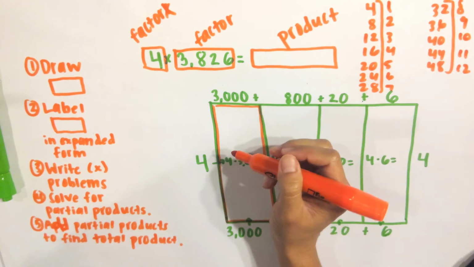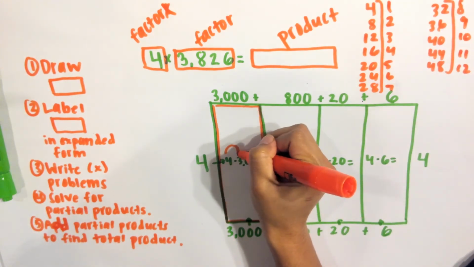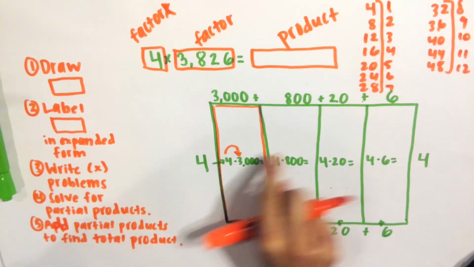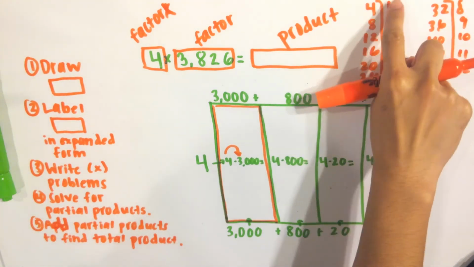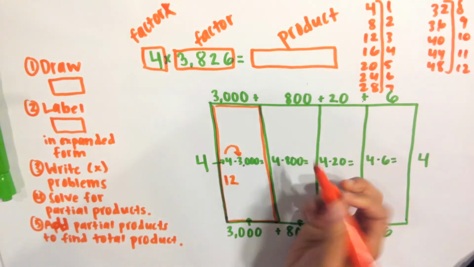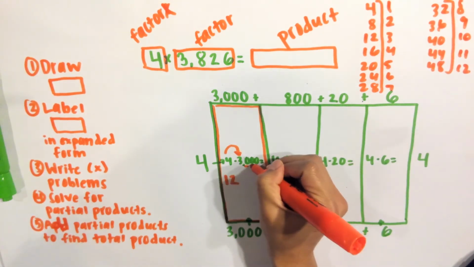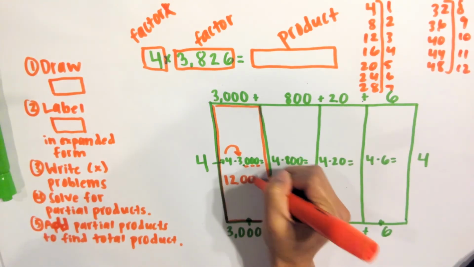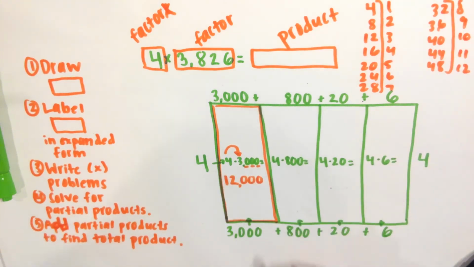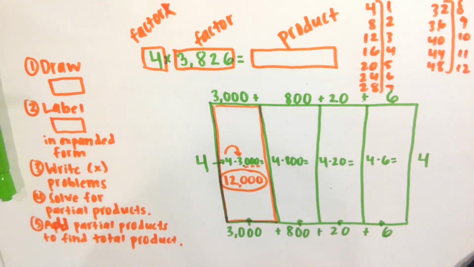All right, so I'm going to distribute my 4 to my 3 here. So I'm going to do 4 times 3. And if I look at my 4s, I can see that 4 times 3 equals 12. And then I have to add those 3 zeros back on. 1, 2, 3. So my first partial product is 12,000. And I would circle that to make sure I remember that.